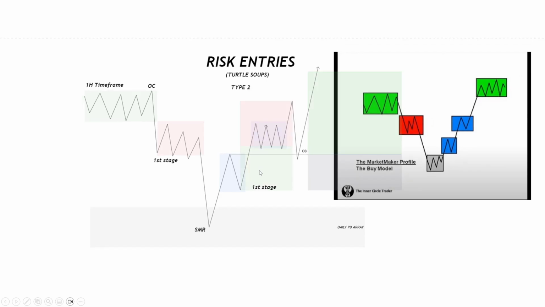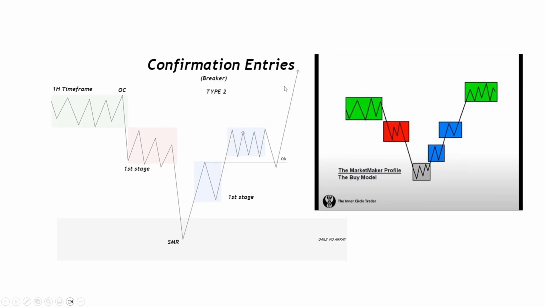And an example of an entry would be something like this. You have your premium and discount of the dealing range. You wait for the liquidity at equilibrium to be swept, entry at the open of the order block, stop loss below, and you ride the whole move up until the original consolidation has been violated.